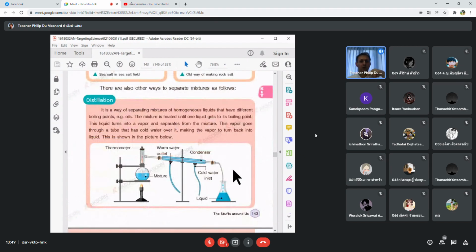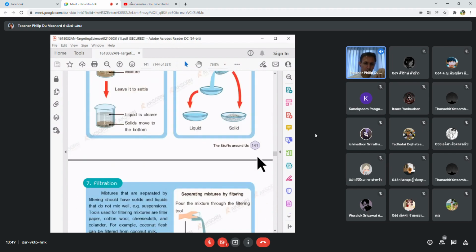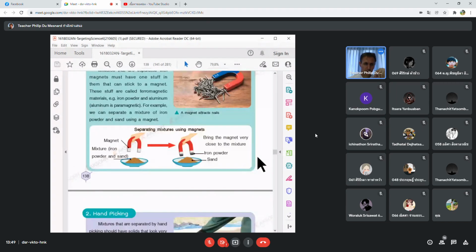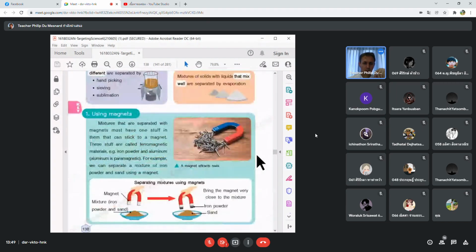So if I have water and alcohol, I can separate it. But what is the property of water and what is the property of alcohol? How can I separate it? So the properties are always important. So let's look at all the properties. Let's start at the first one. What are the properties of sand and iron? One of them is magnetic and the other one is not magnetic. That is the property.